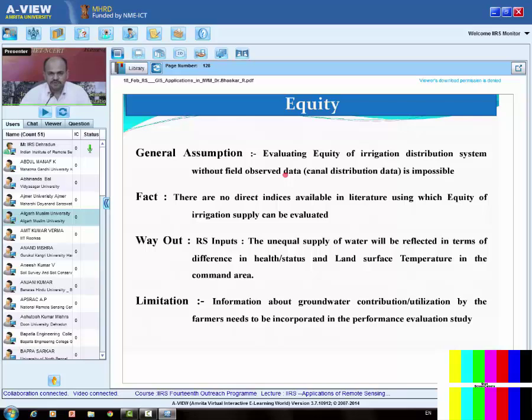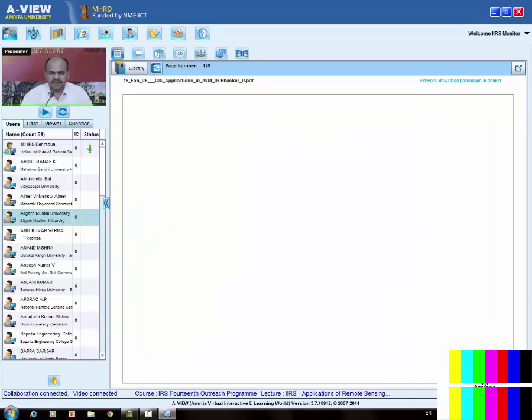The land surface temperature in the entire command should be the same, because land surface temperature is ultimately governed by the moisture available in the land. And if every land parcel in that command is getting its due share, it will be at almost the same soil moisture level. So it will give the same production or same vegetation vigor and the same land surface temperature.